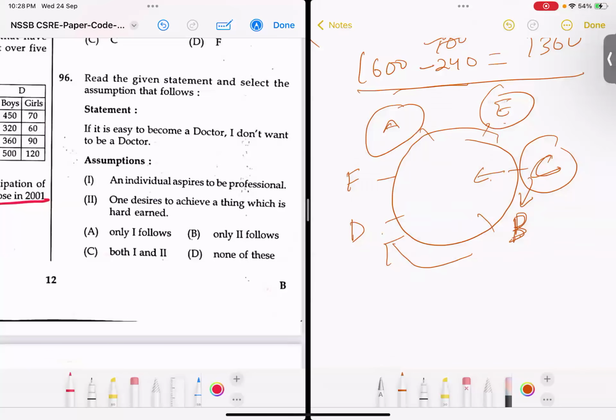So the first assumption says, yes, of course, becoming a doctor has something to do with being professional. But the statement talks only about becoming a doctor, okay? It doesn't talk about professionalism in general. So the first assumption is not correct, okay? But the second assumption is correct because it says that one desires to achieve a thing which is hard-earned. So it says that if becoming a doctor is very easy, if it doesn't involve hard work, then he doesn't want to become a doctor, right? So the second option is correct.